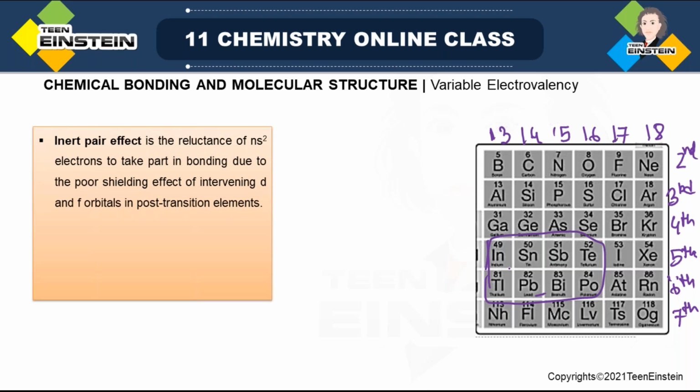Now why do these elements that I have just marked, indium, tin, antimony, bismuth, thallium, lead, behave this way? So what happens here? The inert pair effect is the reluctance of the ns2 electrons to take part in bonding. Now ns2 is mainly observed in the 5th and 6th period, so ns will be 5s or 6s. They are reluctant to take part in bonding due to the poor shielding effect of intervening d and f orbitals in post-transition elements.